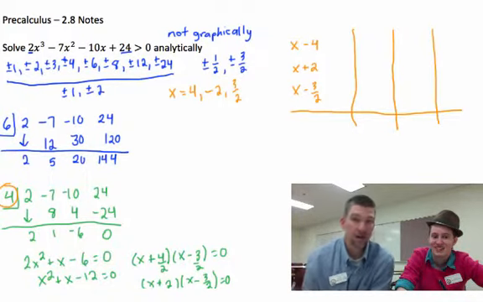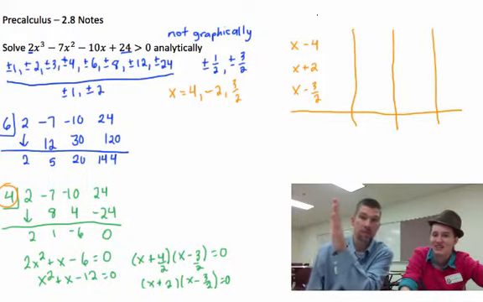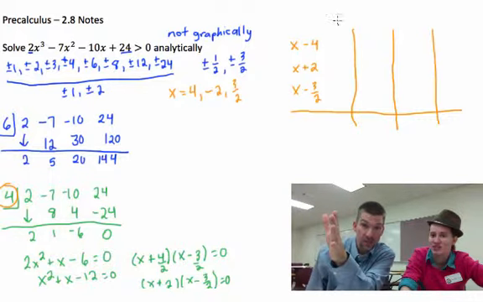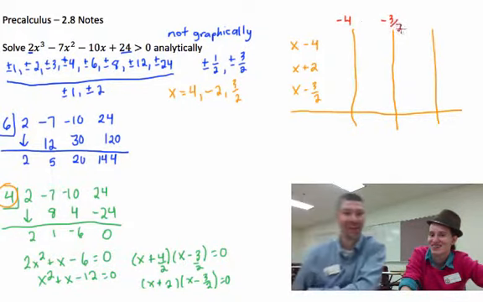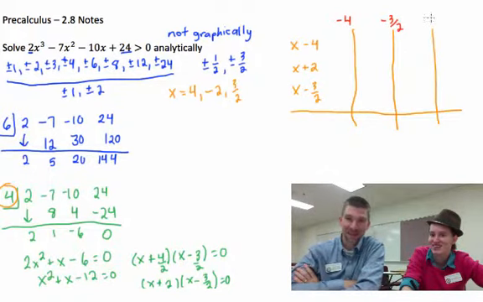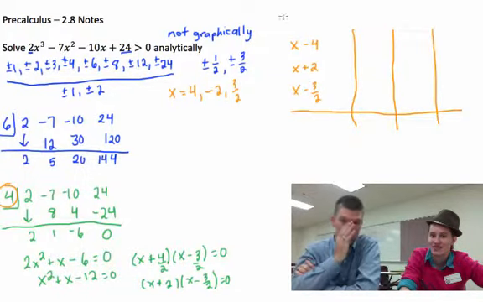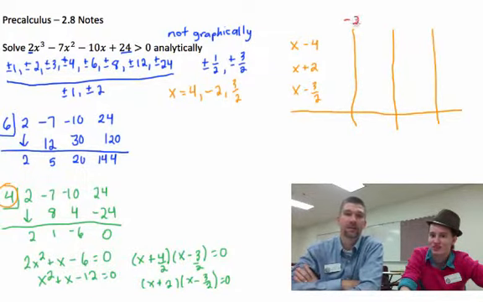So go ahead and list your zeros from most negative to most positive. Excellent idea. Negative 2, positive 3 halves, positive 4. Fabulous.